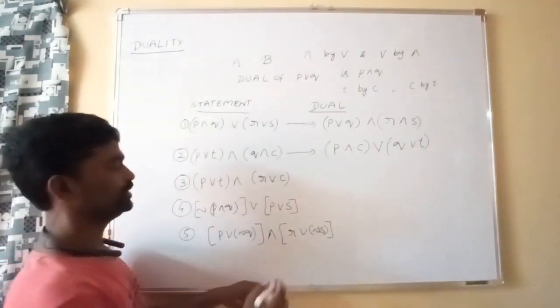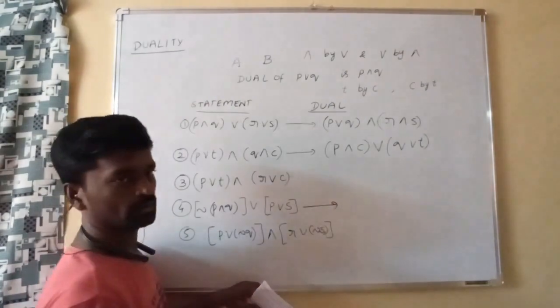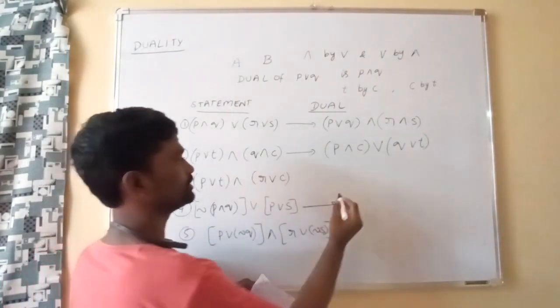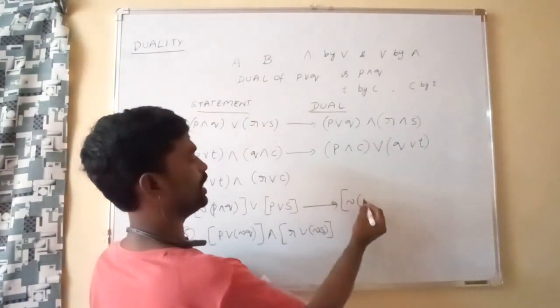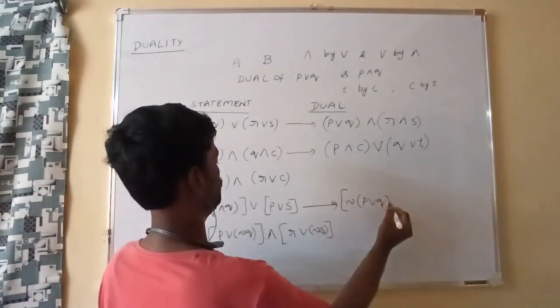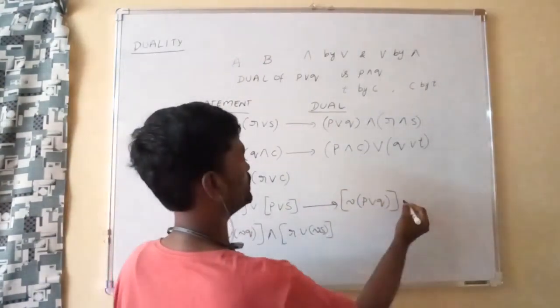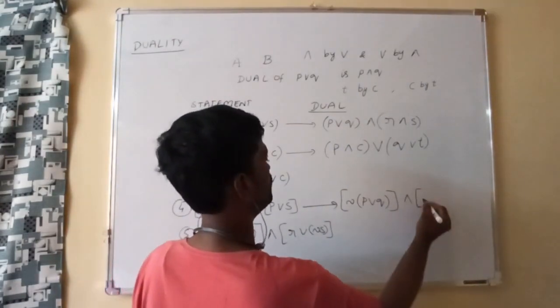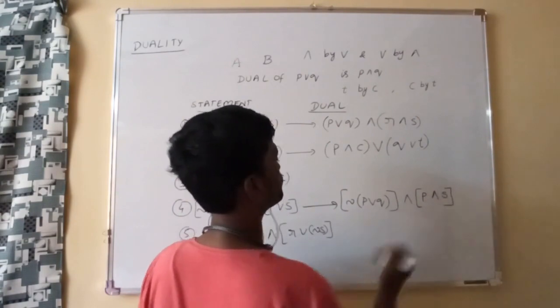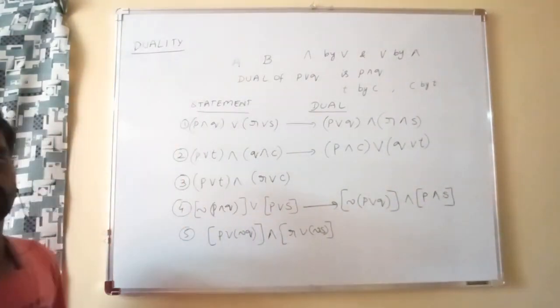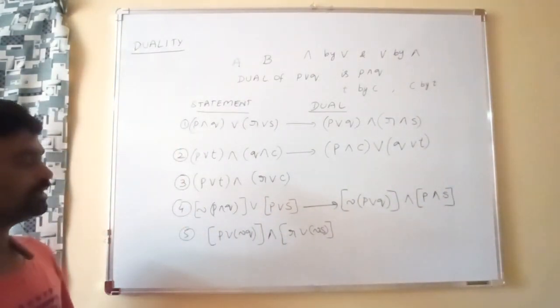Next I am going to solve this fourth one. So what is the dual of this? Negation of and becomes or, P or Q, or becomes and, P or S becomes P and S. Then you try the third and fifth problems.